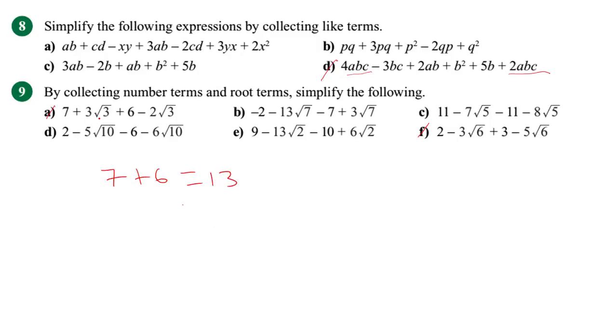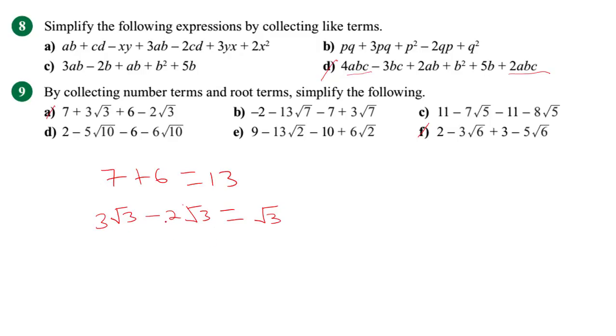Then here I've got 3 root 3s, and here I've got 2 root 3s that are being taken away. So I've got 3 root 3s, and I've got 2 root 3s that are being taken away. Okay. So think of this as x. So 3x minus 2x becomes 1x. But my x here is basically root 3.